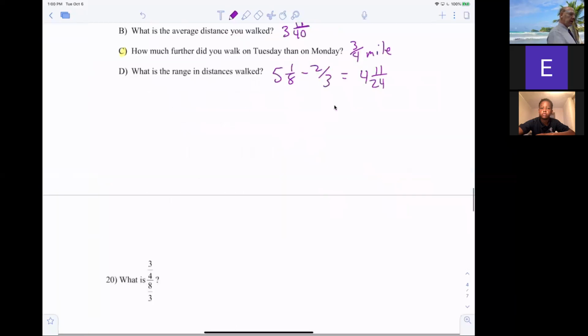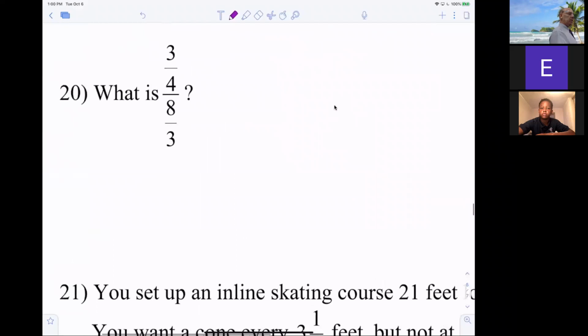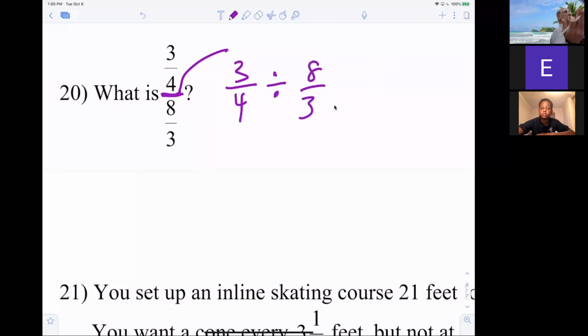All right, here we go. Let's knock out 20. Misha, what does that mean? What does that say? Read that. 3/4. Okay, now hold on. What does that mean? What's that fraction bar mean? Divide. That's right. Divided by what? See, that's what I'm talking about. You don't even have to know what it means. I want you to say fraction bar means division. So go and tell me.